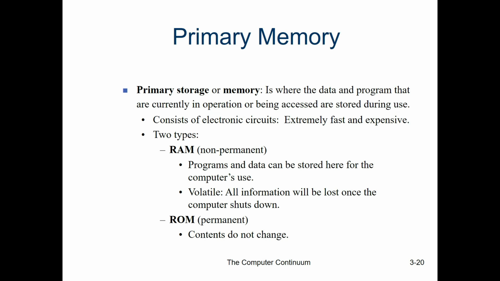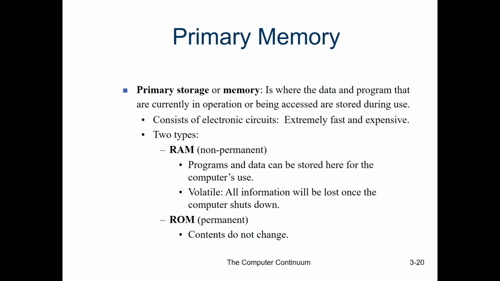All right, then we talked about secondary memory. Now it's time to learn something about primary memory. Primary memory is where data and programs that are currently in operation are stored. The programs which are currently in operation are being accessed or stored during use. Whenever some application is running, its data is being stored in our RAM.